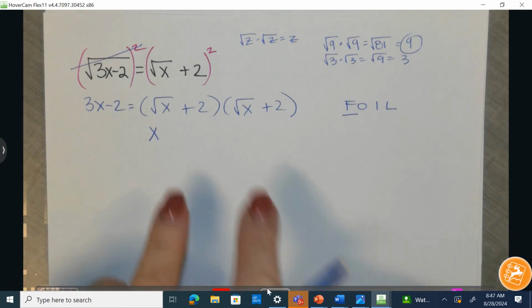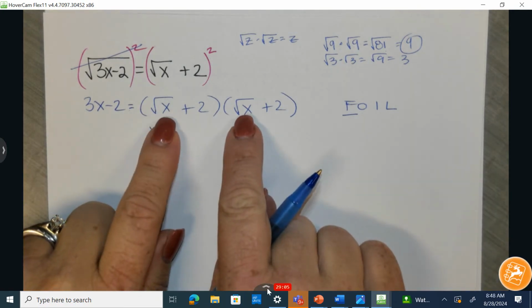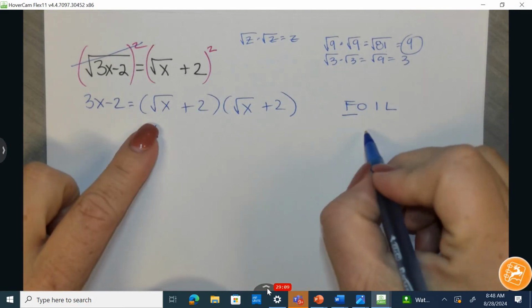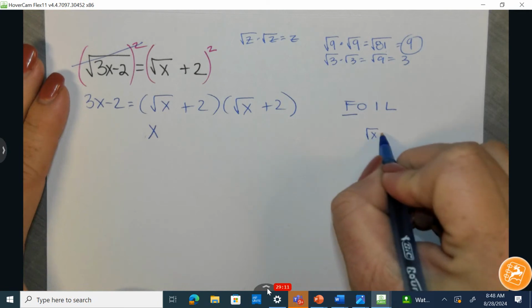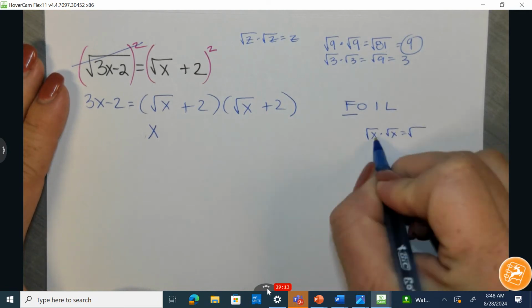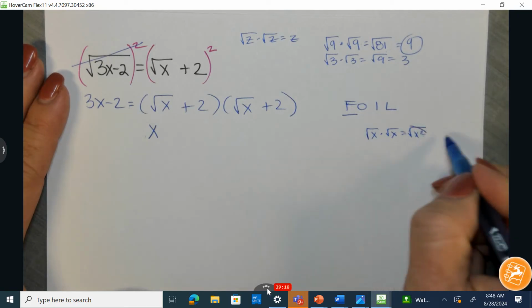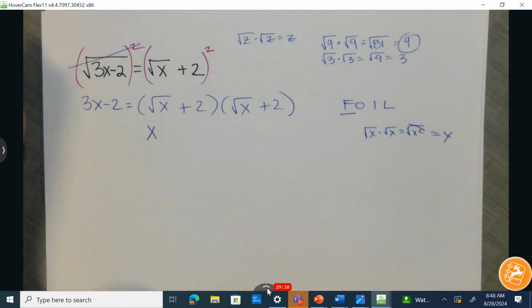All right, so we multiply the fronts. The square root of x times the square root of x is x. And if you're like, Miss Bradley, I can write that down, but it still doesn't make sense to me, let me come off to the side and show you. Square root of x times the square root of x. Well, that's the square root of x times x, which is x squared. And what happens to the square root and the square? They cancel and you're left with just x. That's how you get it mathematically.